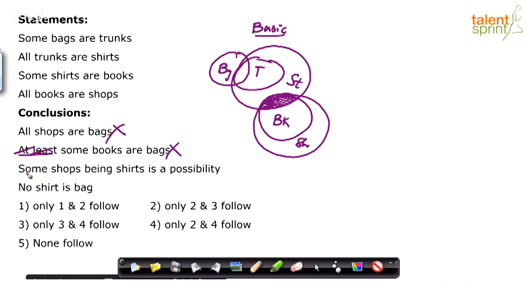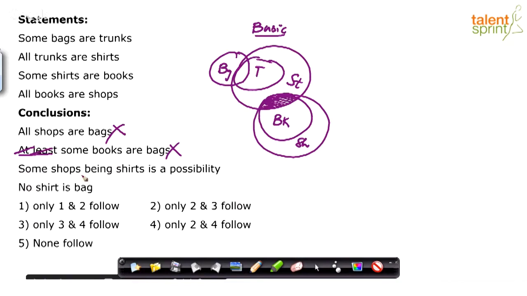Are you able to follow? So I would say some shops being shirts is possible. You cannot say that this is not possible. If you say that this is wrong, you are saying that it is not possible, right? But it is actually possible. So conclusion number 3 is correct, right?